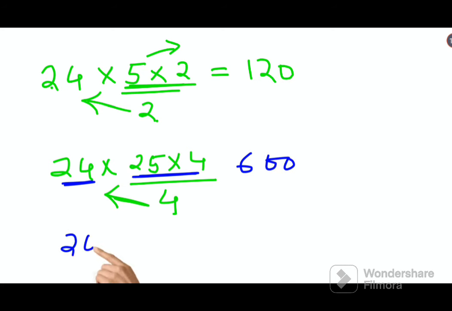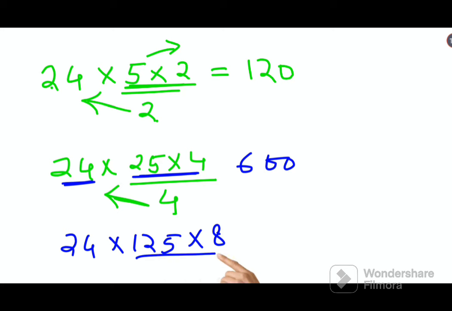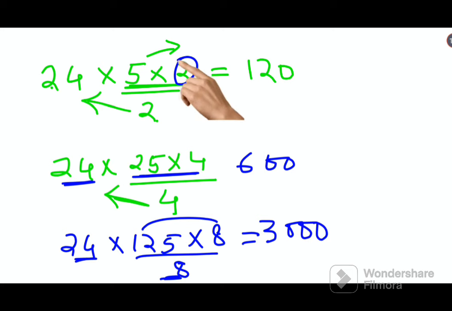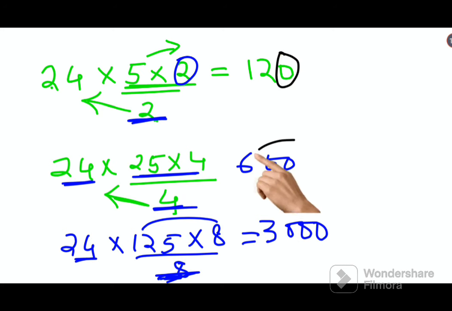Again, 24 into 125. We'll multiply by 8 and divide by 8. Why are we multiplying by 8? Because this becomes 1000. So when you divide 24 by 8, you get 3. And since you are multiplying by 1000, you are adding 3 zeros. I hope you all got the hang of why we are multiplying by 2, dividing by 2, dividing by 4, and dividing by 8, and why you are adding 1 zero, 2 zeros, and 3 zeros.